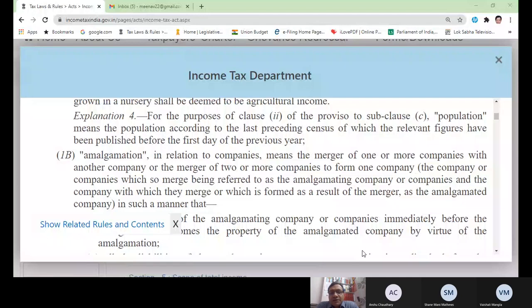Now this is written in the Finance Act. Every year the Finance Act tells you this process of taxing the agricultural income. So let me show you the Finance Act 2020. The Income Tax Act doesn't talk about this. The Finance Act talks about it.